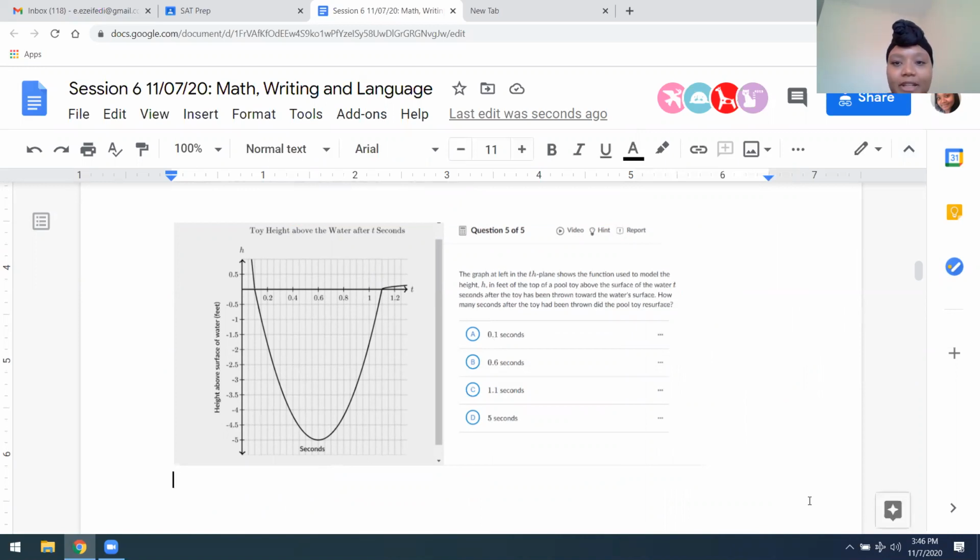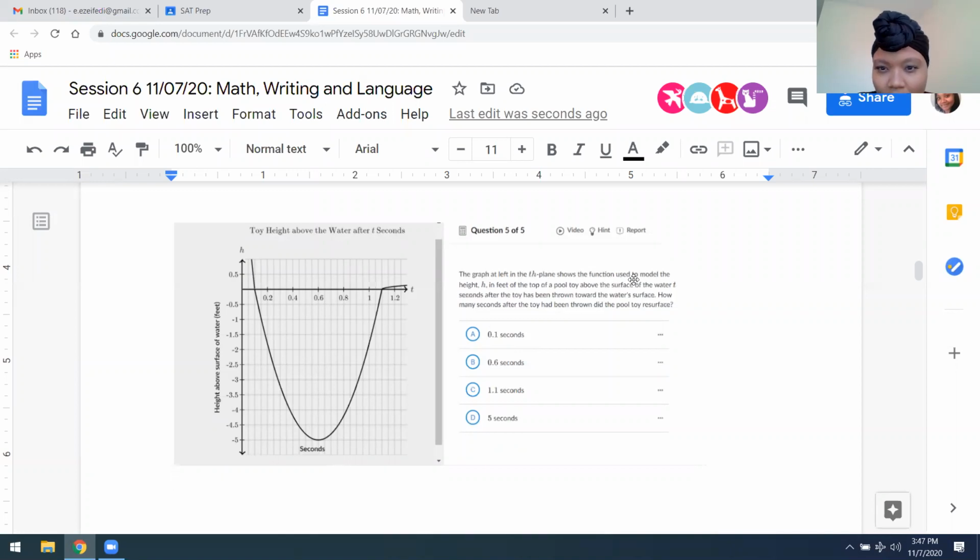The graph at left in the th-plane shows a function used to model the height h, in feet, of the top of a pool toy above the surface of the water t seconds after the toy has been thrown toward the water's surface. How many seconds after the toy had been thrown did the pool toy resurface? So, okay, I read this. I have a general idea. There's a pool, there's a toy, there's height, there's seconds. So let me go back in and look at exactly what is going on and orient myself with this graph before I start to answer this question.